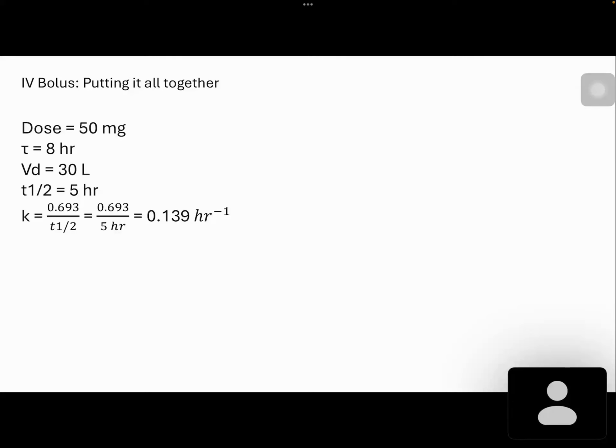Say we are told we have a drug with a dose of 50 milligrams, a tau of 8 hours, a volume of distribution of 30 liters, and a t-half of 5 hours. One thing we need for the calculation is our K. If we remember, K is 0.693 divided by our t-half, which is 0.693 over 5 hours, which gives us a K of 0.139 hours to the negative 1.